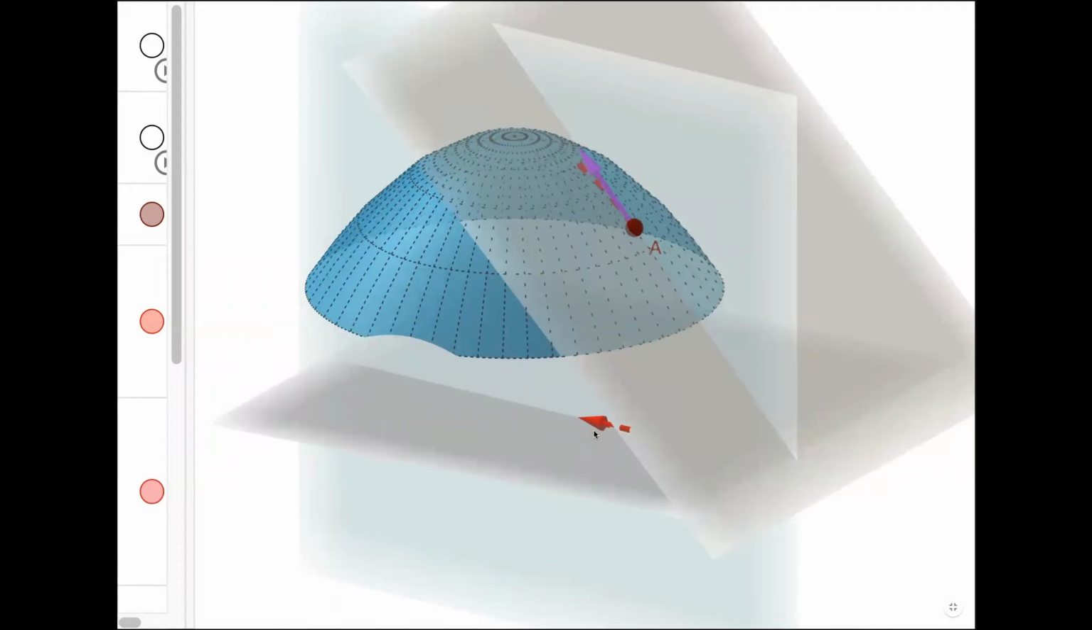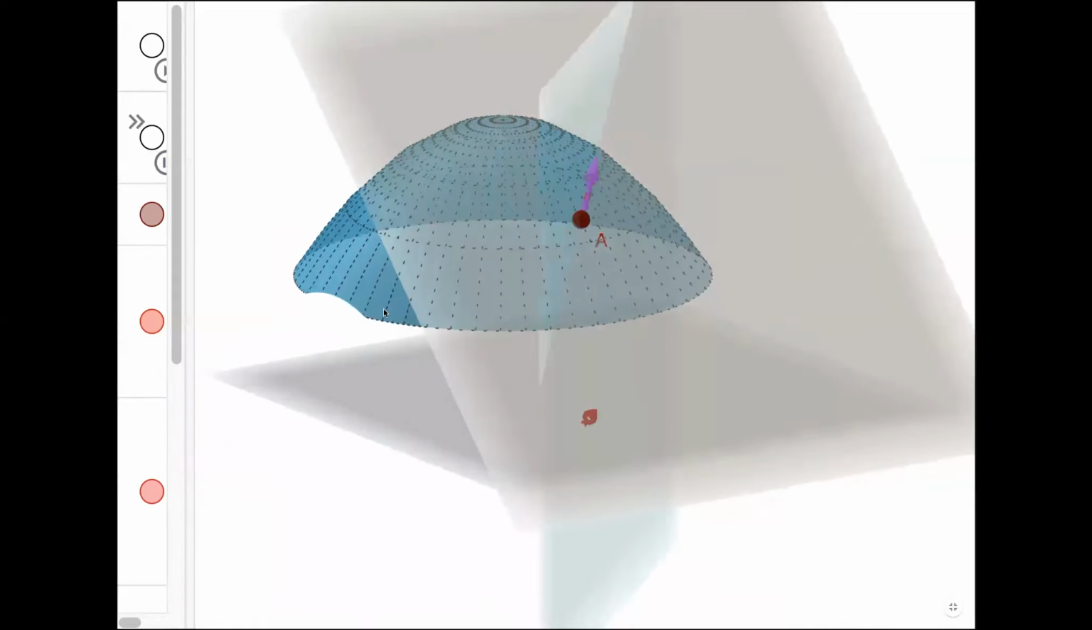Now let's change this direction. The direction down here is u, and I want to change this direction so you can take a look at how it changes.